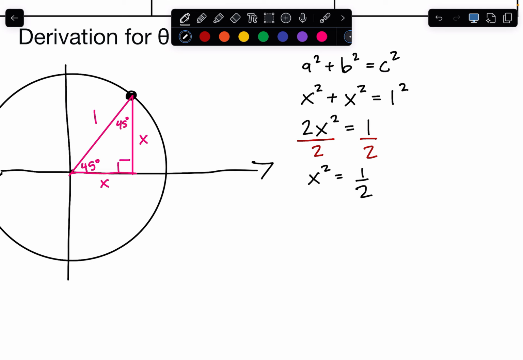And we square root to undo the square. Perfect. So we get x equals, the square root of 1 is 1. Square root of 2 is square root of 2. You'll notice that is not what we see as the coordinates for this point in the unit circle. Why?